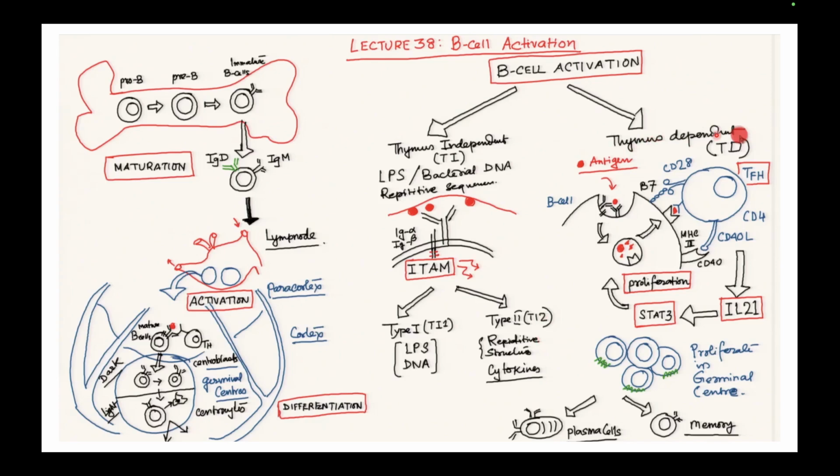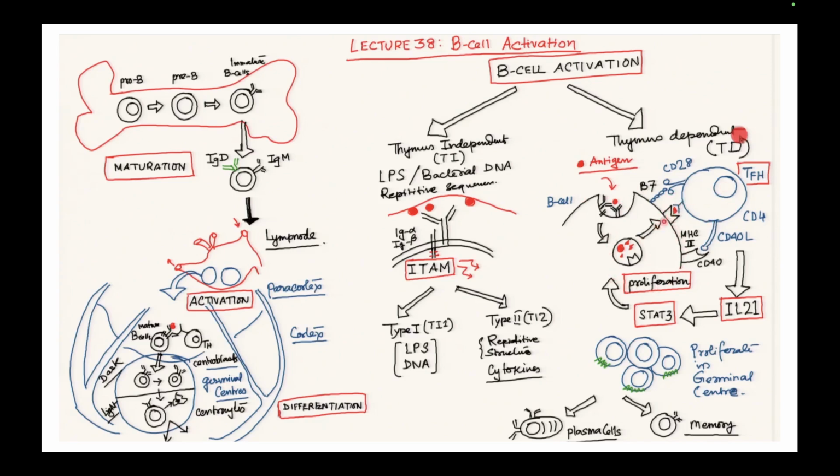Then thymus dependent. Suppose an antigen is coming; on the surface of the B cell the IgG is there, the antigen is coming, and it is internalized, and then the B cell presents it on the surface with MHC2 molecules with the help of T helper cells. This is a T follicular helper cell, which has a T cell receptor and binds to the antigen presented by the MHC2 molecules, as it is internalized by the B cells.